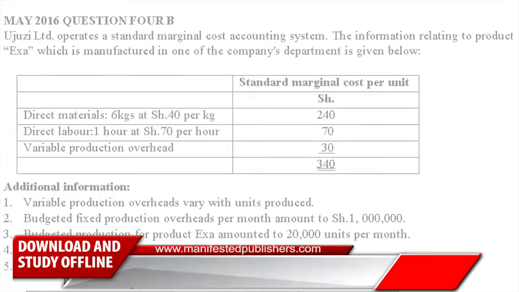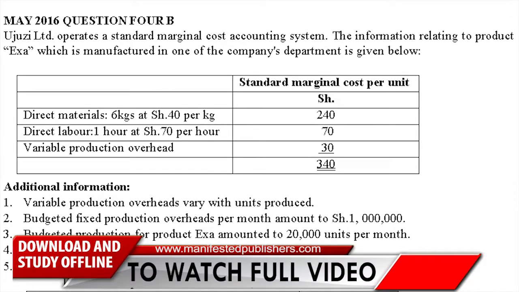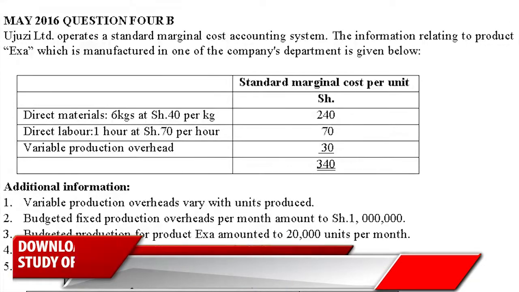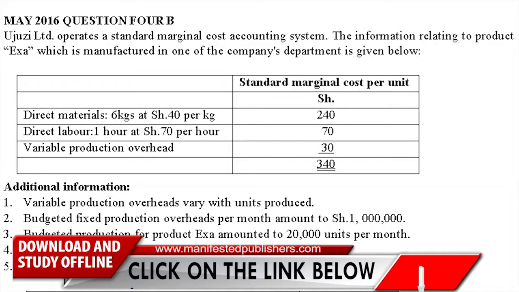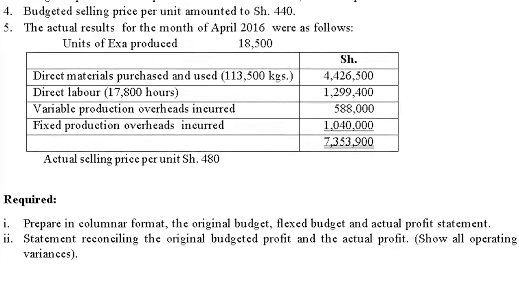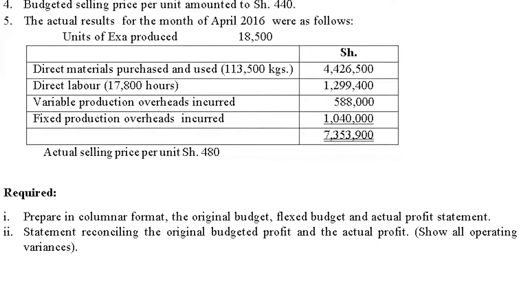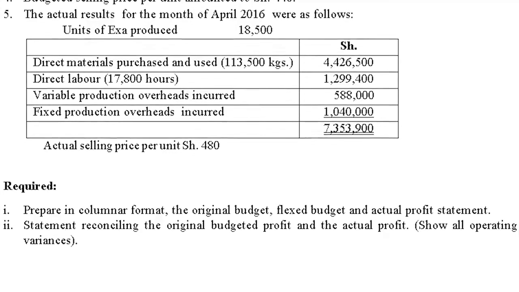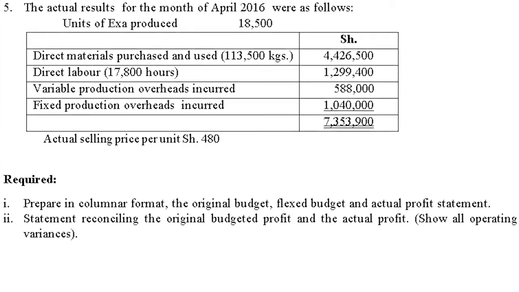This question reads that Ujuzi Limited operates a standard marginal cost accounting system. The information relating to product X, which is manufactured in one of the company's departments, is given below. Required: prepare in columnar format the original budget, flexed budget, and actual profit statement. So you prepare those budgets and the actual statement.